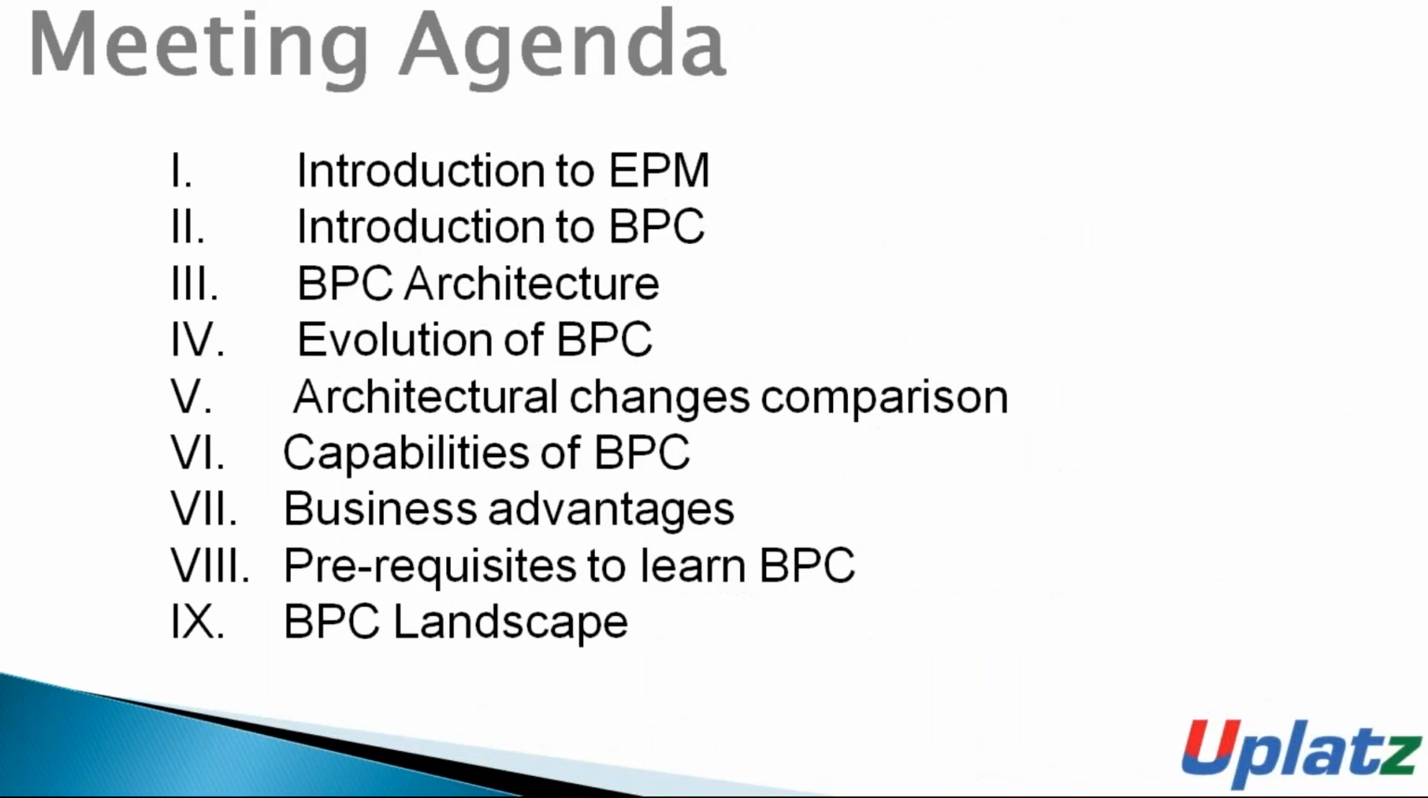In this overview, I divided it into 9 parts: introduction to EPM, introduction to BPC and architecture, evolution of BPC and architectural changes from version to version, and capabilities, business advantages, prerequisites, and BPC landscape.